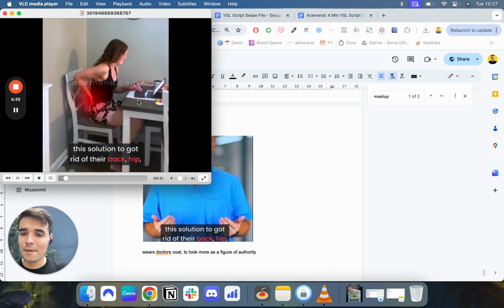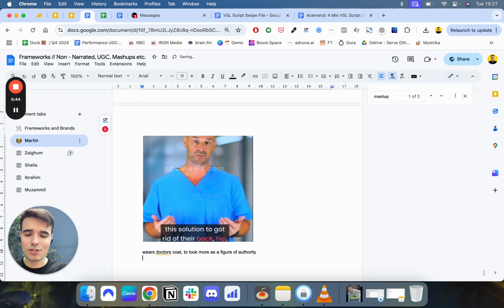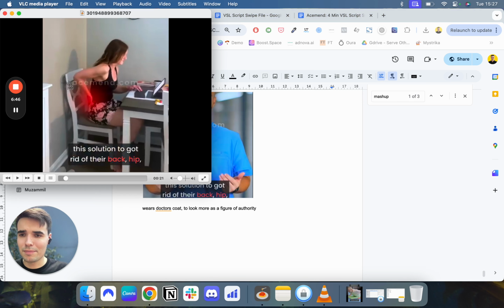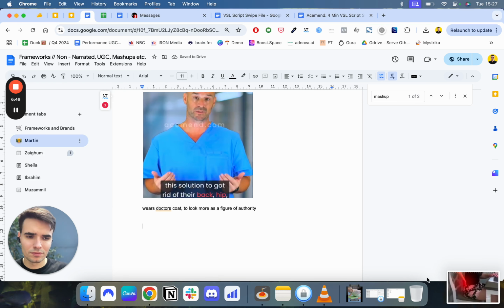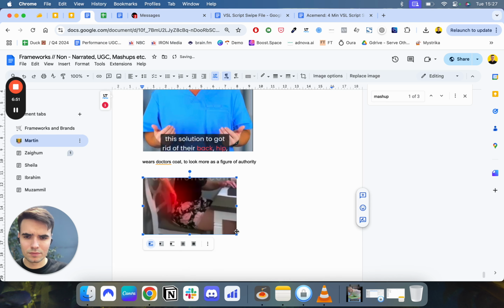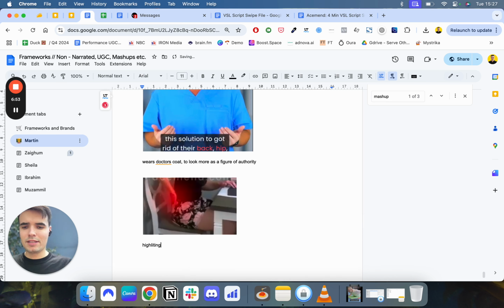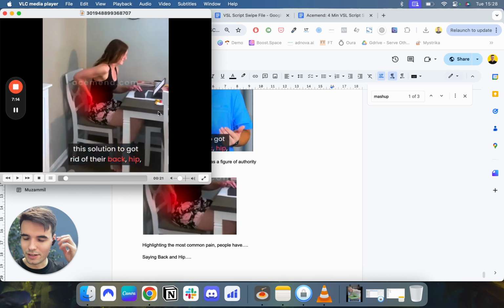Solutions who got rid of their back, hip, and leg pain. Again, highlighting the pain, highlighting the most common pain people have. Saying back and hip, because if you think about this, most people complain about those things, not about joints or whatsoever, right? If they have problems that the product is solving.